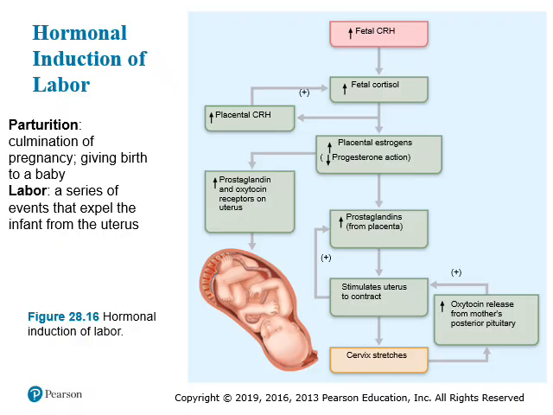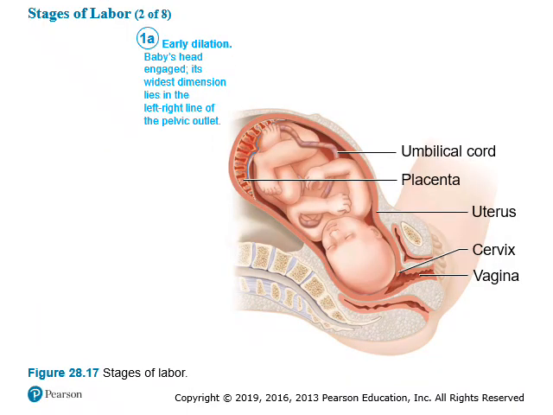So pretty much you can see the events that would lead to labor, and this series of events would help in expelling the infant from the uterus. And here it is again. Okay, after that, you already have oxytocin, and that's actually causing the contraction. There's going to be early dilation.